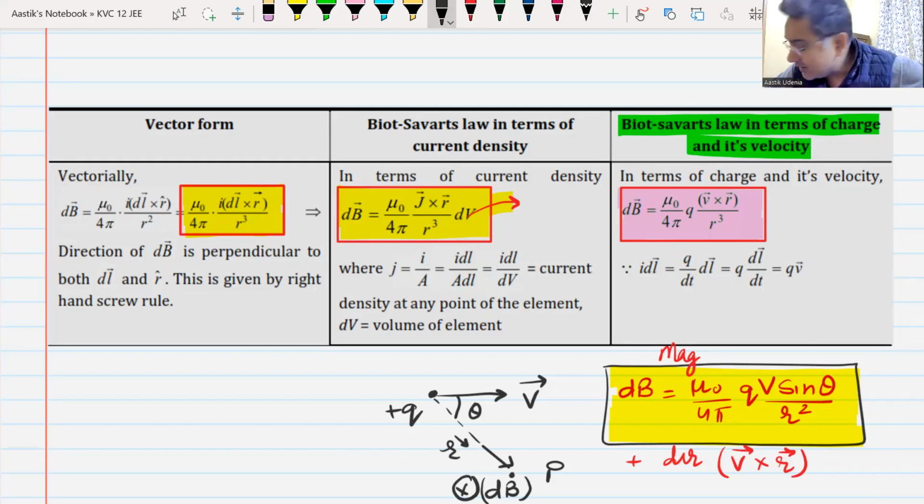Now remember, this cross product will always give you the magnetic field created by a positive charge. There is no way to directly find the magnetic field created by a negative charge. The only way is to use the right hand thumb rule and reverse the direction. Do we understand what I said?